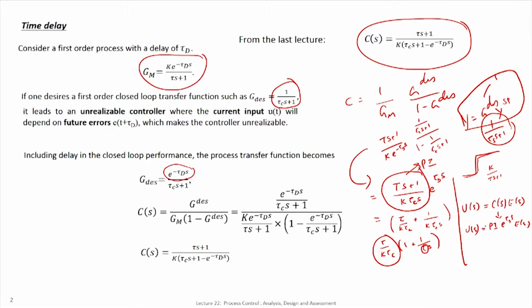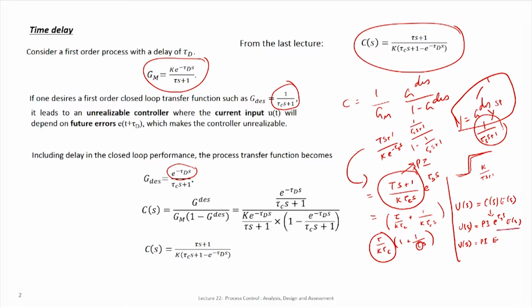Without going into time domain, just in Laplace domain, I can say this is a PI portion which is a controller, and e power tau ds E of s. In time domain, when you convert this, somehow I have to get this E prime s, and this E prime s is going to be error t plus tau d, Laplace of that. So, I can write this e power tau ds Es as some E prime s, and this E prime s is going to be the Laplace of E of t plus tau d.